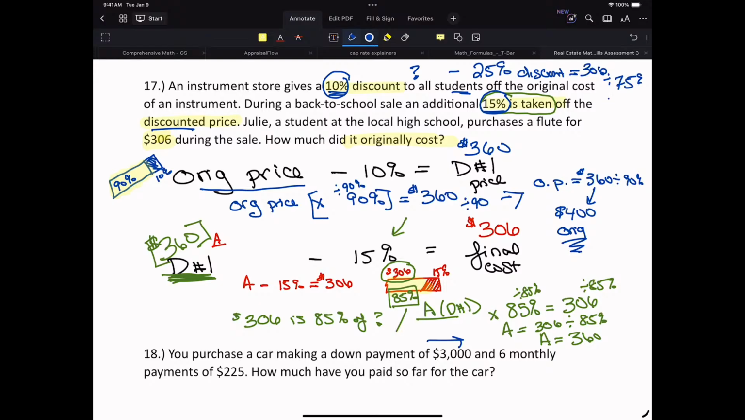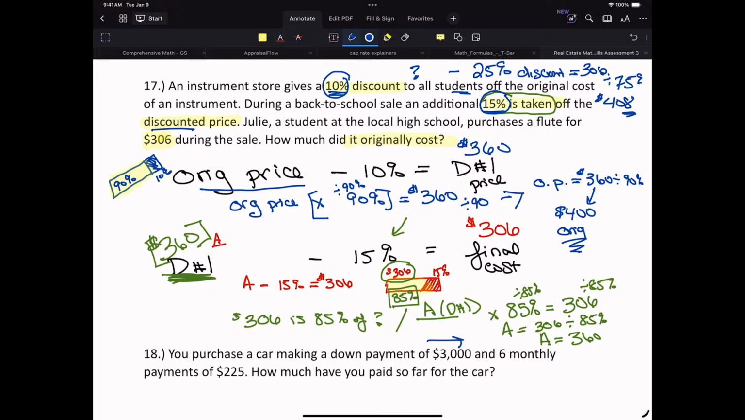And you would have gotten 408. That's not a big difference at $8, but it's not right. And I guarantee you the details matter. You cannot take 25% off of, you can't find 75%. You can't say 306 is 75% of the original price. Math doesn't work that way.